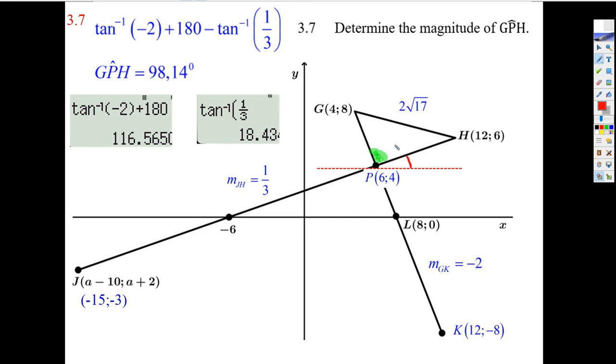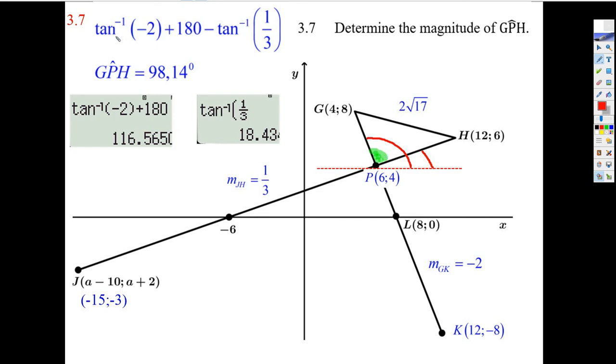What is it giving you? It's giving you that big angle there. And the first time, with the 18.43, we're getting that angle there. And you're thinking, well, how am I going to get that green angle? Well, I take the big angle minus the small angle, and it gives me my answer. And in fact, that's exactly what you do.